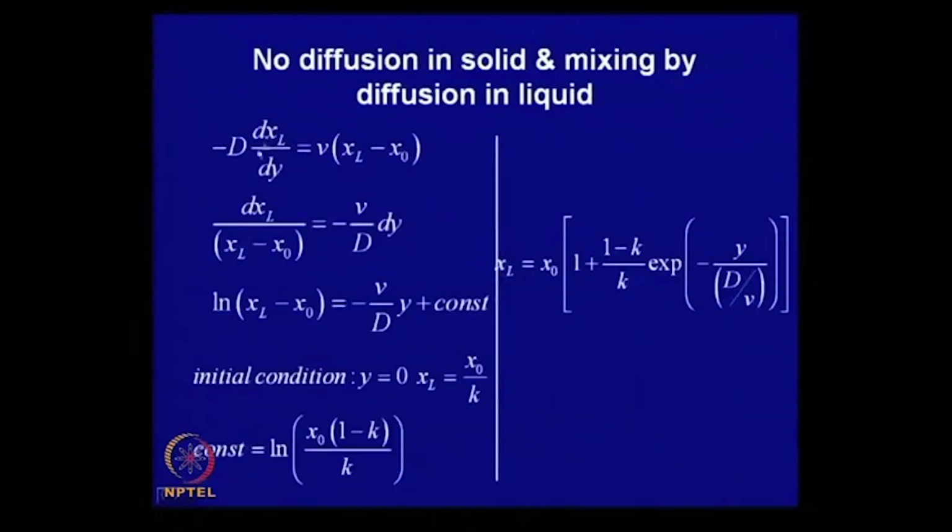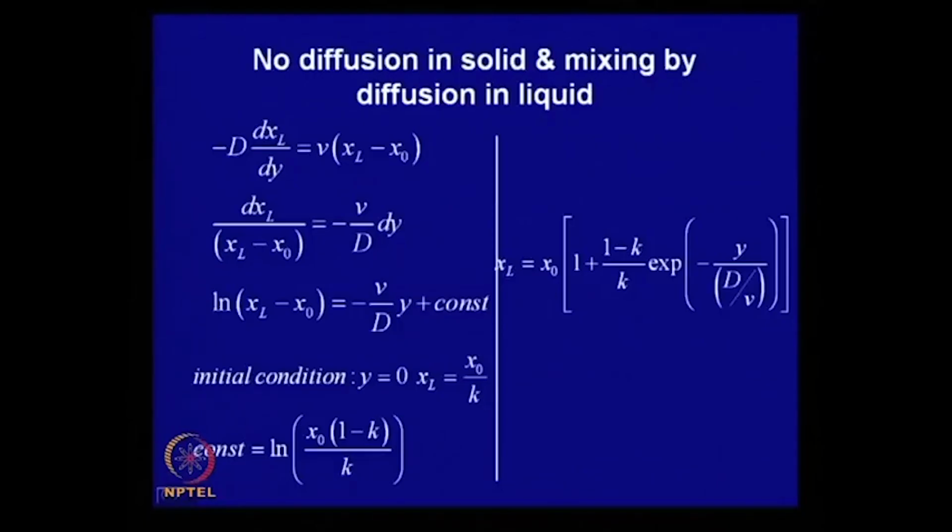And once you solve this, this also is a very simple equation which can be solved, and this solution is shown over here. When you integrate there will be an integration constant which you can evaluate by this initial condition. Once you substitute the constant back, what you get is the concentration profile, and you see that this profile has an exponential character.